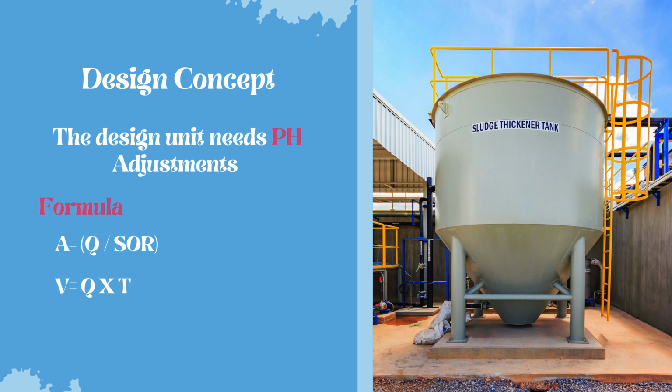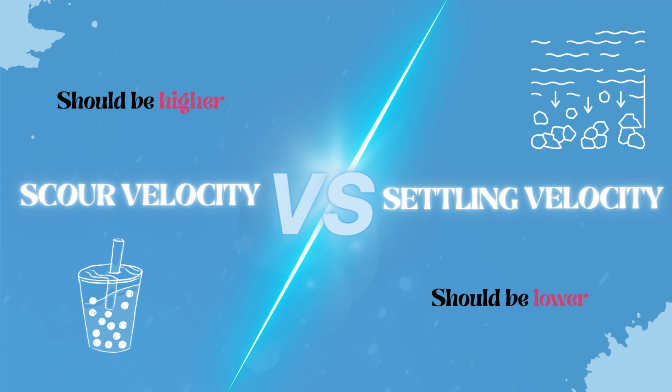So when designing a clarifier, we first must estimate the surface area using surface overflow rate and flow parameters. Then we determine the volume of the tank based on the detention time. However, it's crucial to check for scour and settling velocity to ensure optimal performance. But what's the difference between scour and settling velocity? Settling velocity focuses mainly on ensuring particles settle down and should be lower than scour velocity.